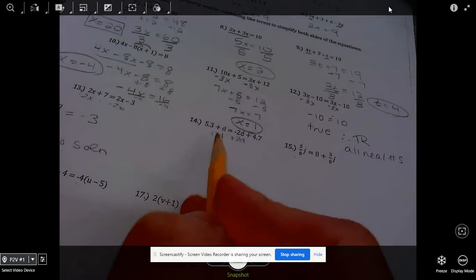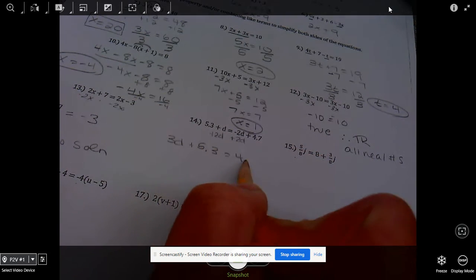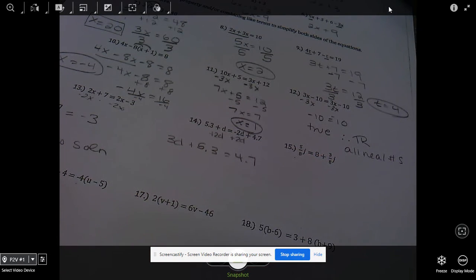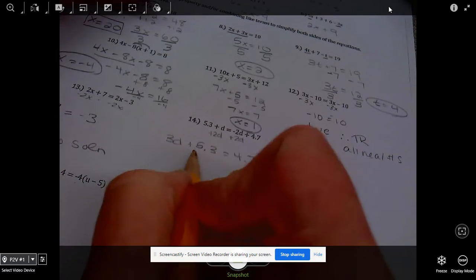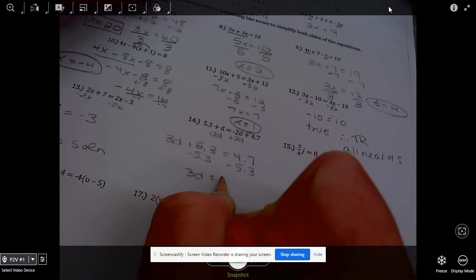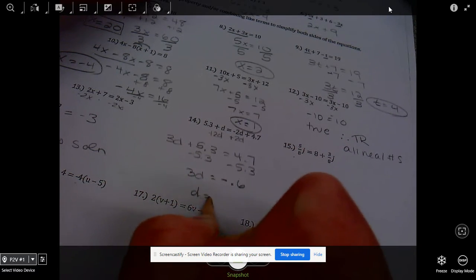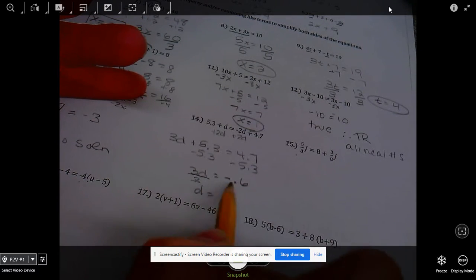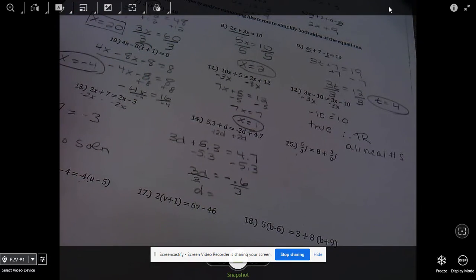Here, like I said, let's get always the letters to the left. So I'm going to write the letter first. We're going to have now 3d plus 5.3 equals 4.7. Okay, now we move the numbers to the right. So we're going to subtract 5.3 from both sides. We get negative 0.6. And we have to divide both sides by 3. Negative 0.2.